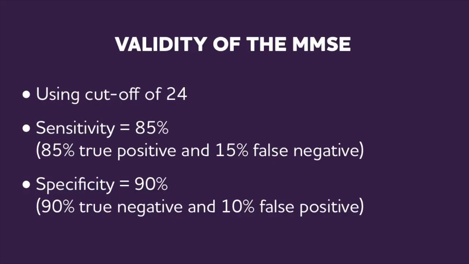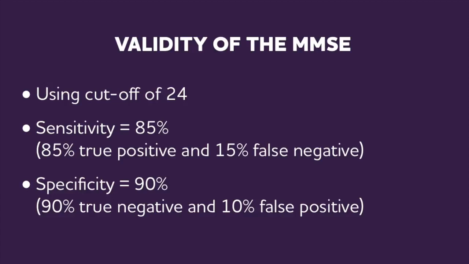Let's discuss the validity of the MMSE. It was created based on an education level of 8 years. Expect 85% of patients who truly do have dementia to be screened as positive, while 15% of those screening negative will end up having dementia. Among those who don't have dementia, 90% of the time they will be correctly identified. 10% of the time, a patient may do poorly on the MMSE and not have dementia.